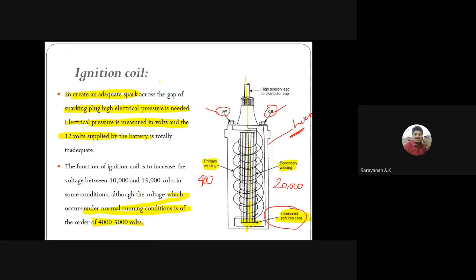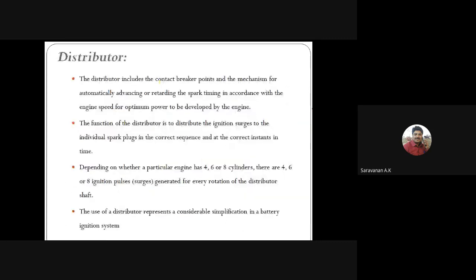While seeing the working principle, you can easily understand, right? So first, what is the distributor? The distributor includes the contact breaker point and the mechanism for automatically advancing or retarding the spark timing. The function of the distributor is to distribute the ignition surge to the individual spark plugs, right? If it is a multi-cylinder engine, we use multiple spark plugs.